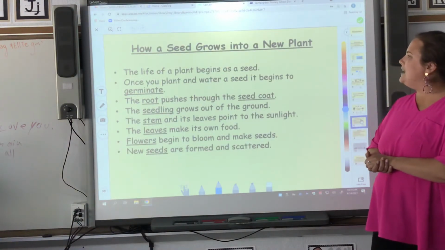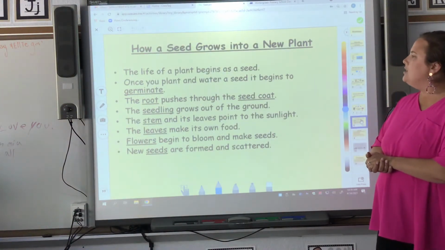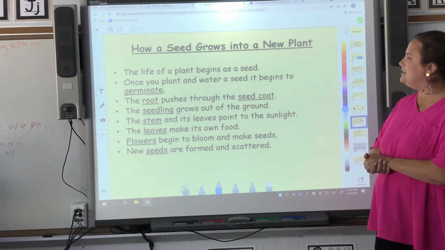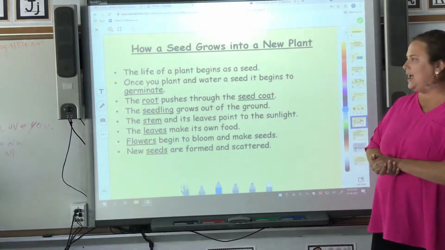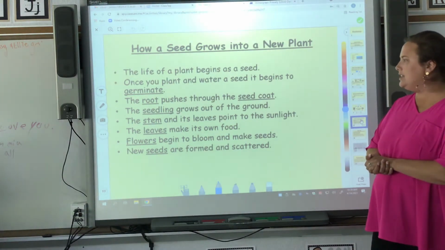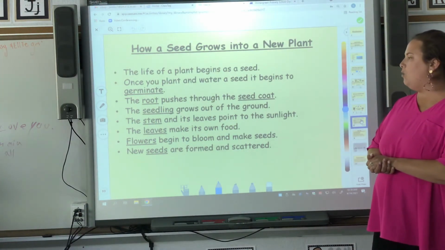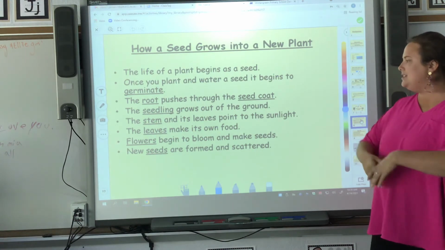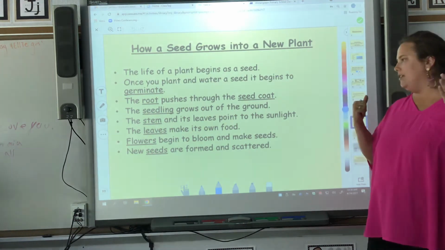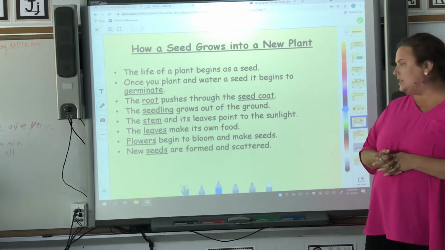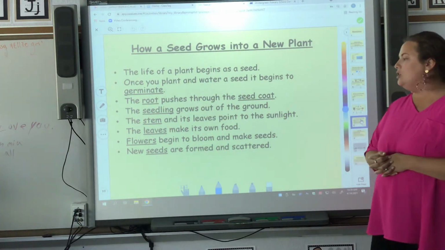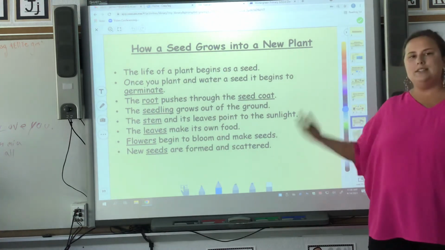So, how a seed grows into a new plant. The life of a plant begins as a seed. Once you plant and water the seed, it begins to germinate. The root pushes the seed coat. The seedling grows out of the ground. The stem and its leaves point to the sunlight. The leaves make their own food, and flowers begin to bloom and make seeds. Then new seeds are formed and scattered.